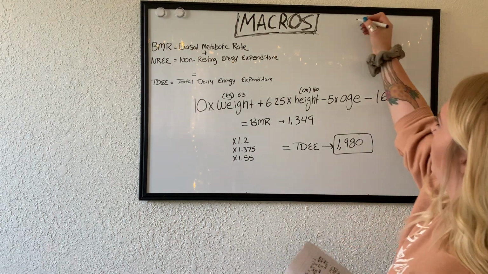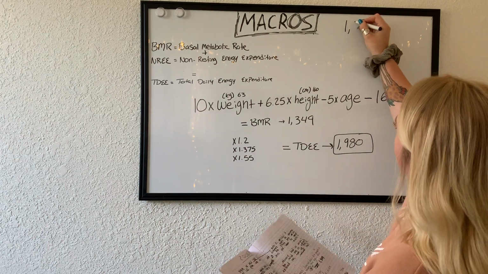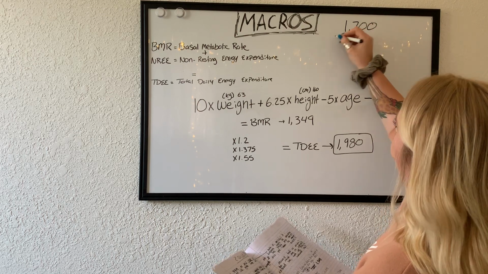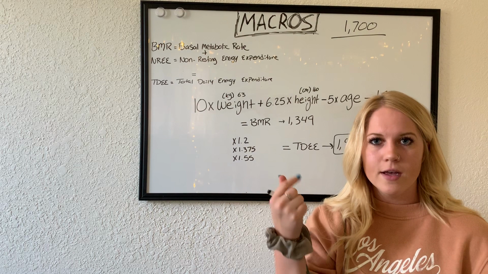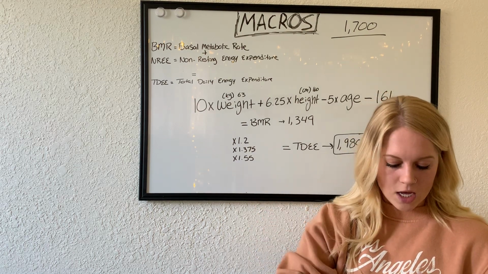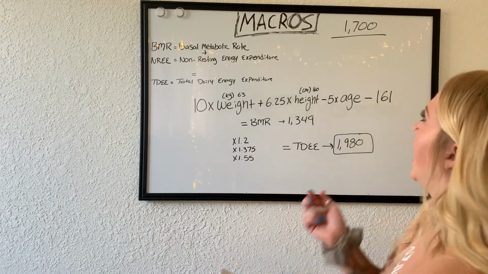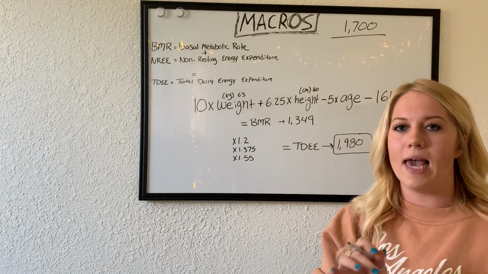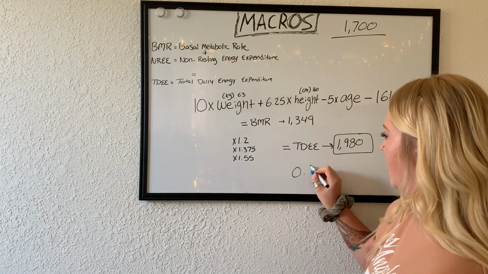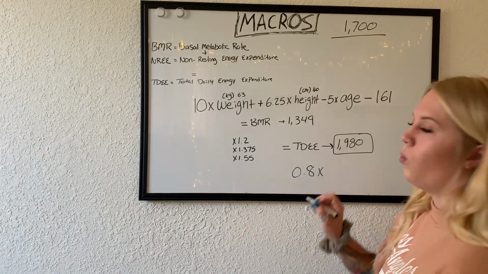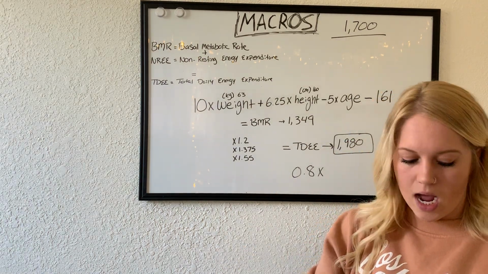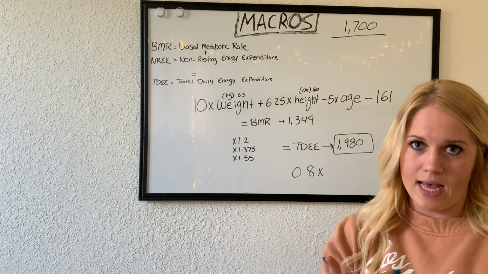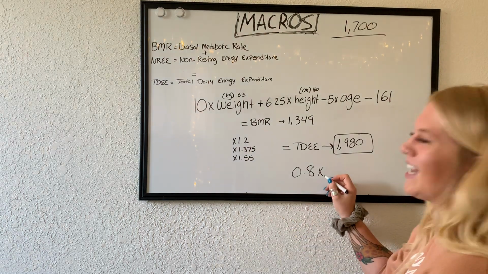So we're going to go 1,700 calories. Now we have to break it down into protein, fats, and carbs. With protein, I like to do 0.8 times 1 pound of body weight. So whatever you weigh, you're going to times it by that.